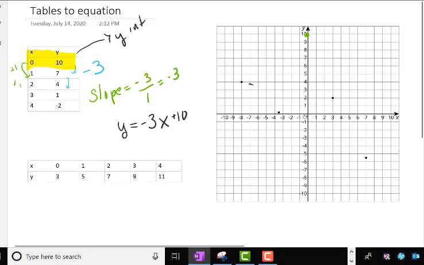1, 7 is a point. 2, 4 is a point. I could put all of them in, but I'm not going to. And I draw my line. So if you need to, you could graph.